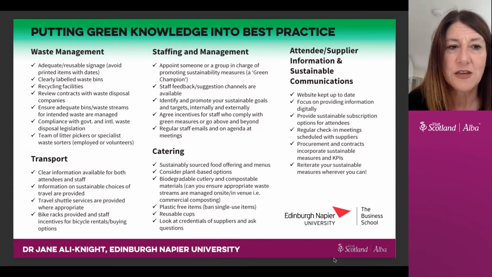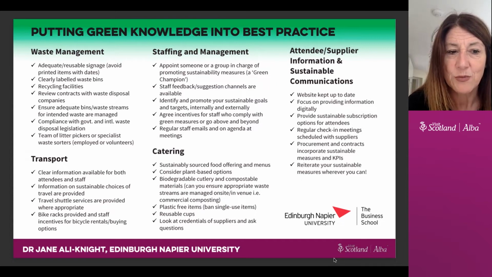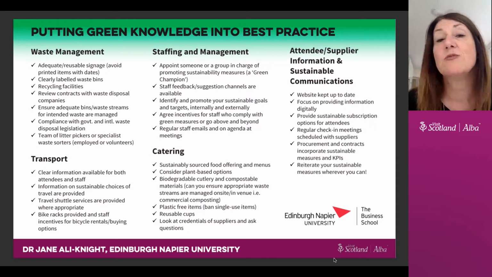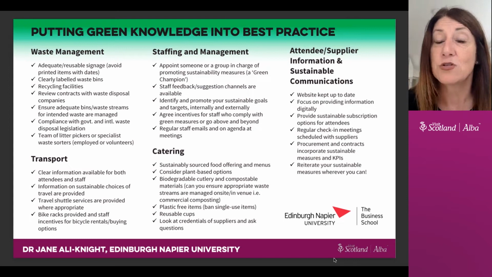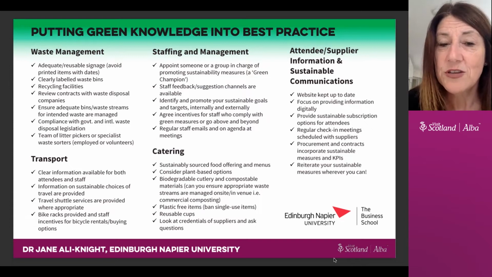So obviously lots of things around waste management. Transport is a key challenge for lots of events, so looking at trying to introduce more sustainable choices of transport is important. Staffing and management: having somebody within your staff that's really promoting what you're doing in terms of sustainability, and making sure that your staff are aware of these goals and that they buy into them.